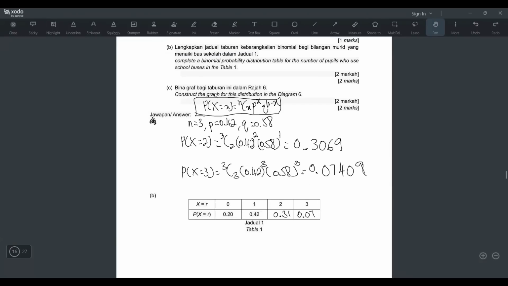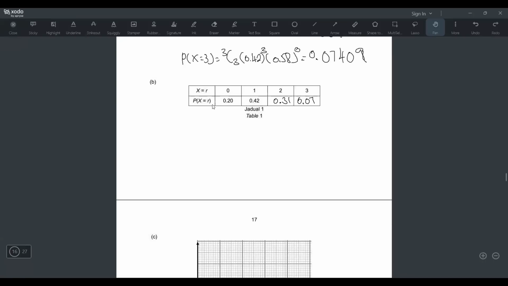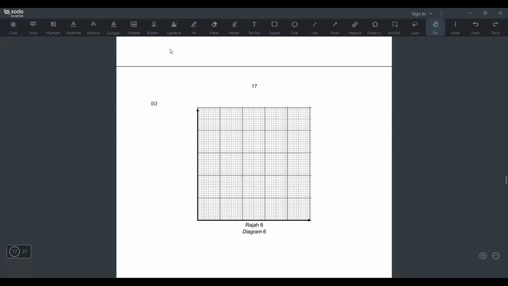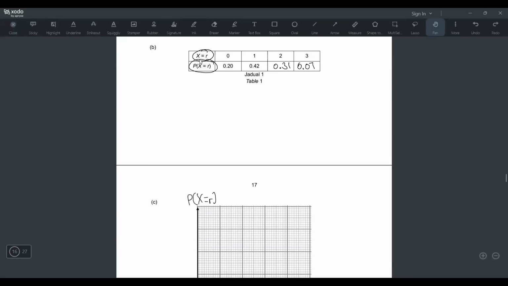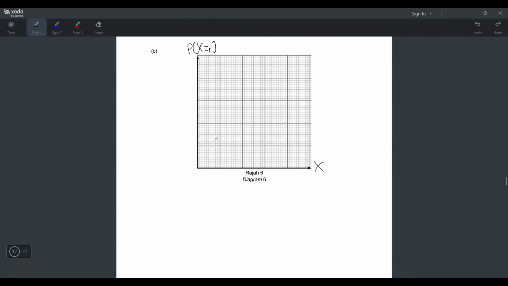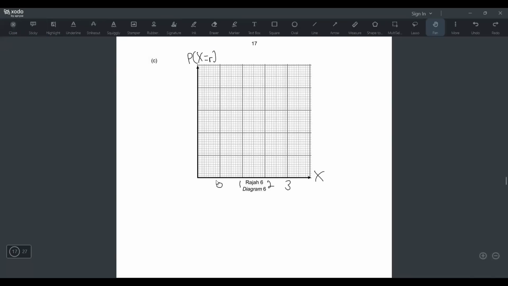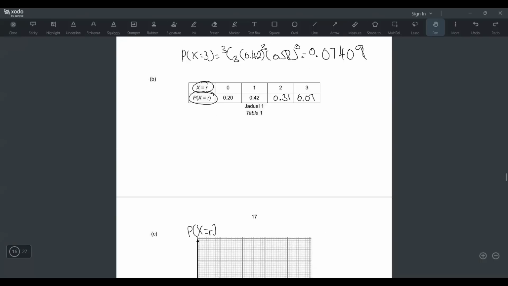Now we can do part C, construct the graph for this distribution in diagram 6. So I have to draw the graph. The x-axis would be this, the y-axis would be this, right? So I will go to the y-axis and write the probability for x equals r, and then the x-axis would be the x. So what's the x? 0, 1, 2, 3. Another thing to take note of here: usually when you put 0, it is always at the origin. But for this type of graph, the binomial distribution graph, you have to make space for 0. It means the 0 cannot be at the origin. It has to be like here.